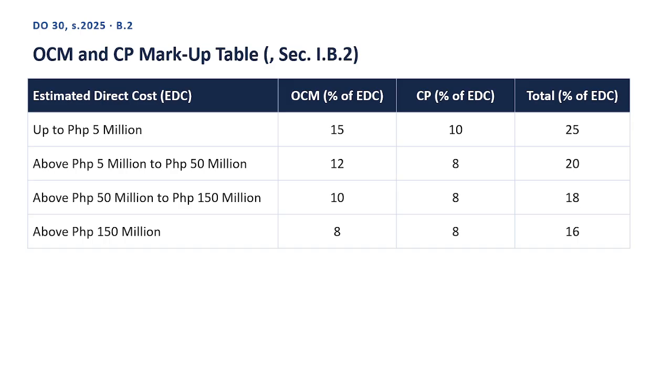Next row. Estimated direct cost, EDC, above Philippine pesos 150 million: OCM, percent of EDC, 8; CP, percent of EDC, 8; total, percent of EDC, 16. Use this table as a direct lookup reference whenever you need to check the OCM and CP markup table, exact, Section I.B.2. Next slide. Reading this table correctly.